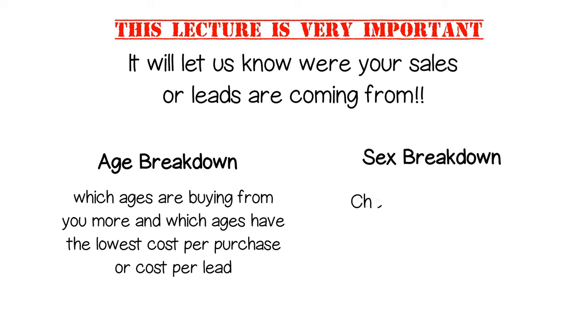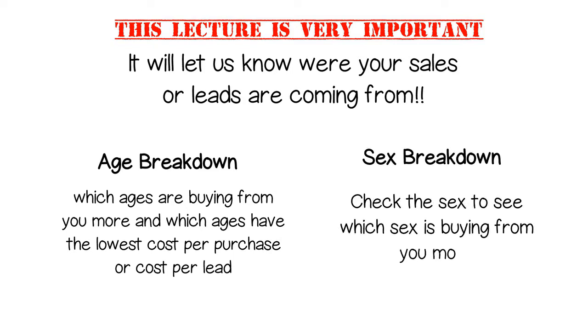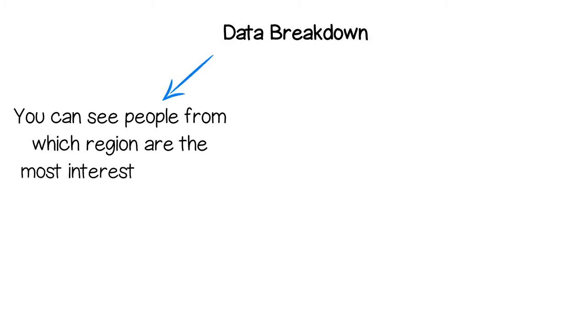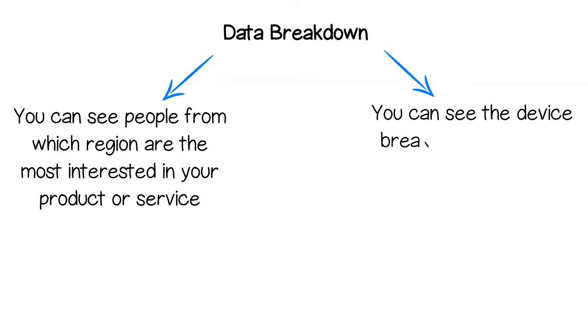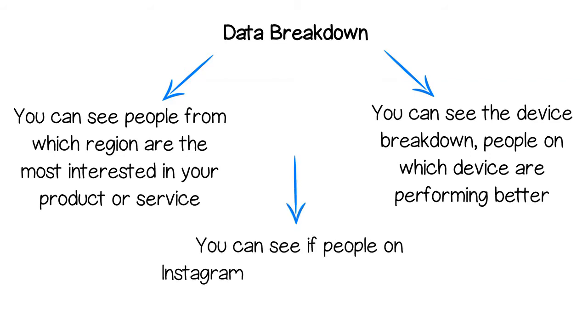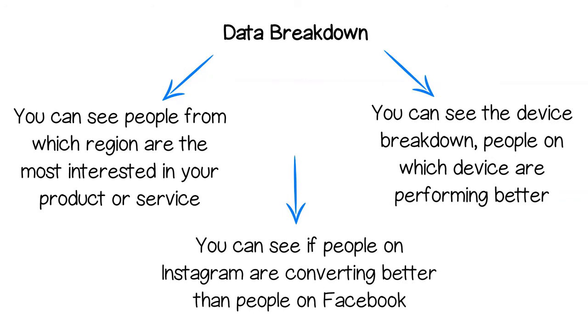And then you can check the sex to see, for example, which sex is buying from you more. There are many other options to break down your data. For example, you can see people from which regions are the most interested in your product or your services. You can see the device breakdown. In this way, you can know which devices are performing better. You can also see if people on Instagram are converting better than people on Facebook and many other options.